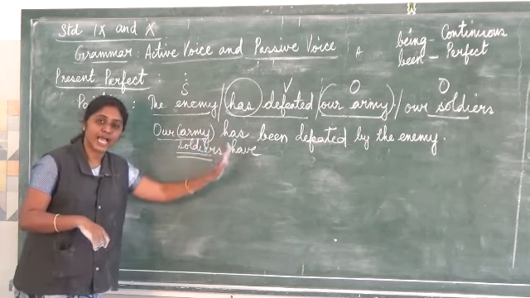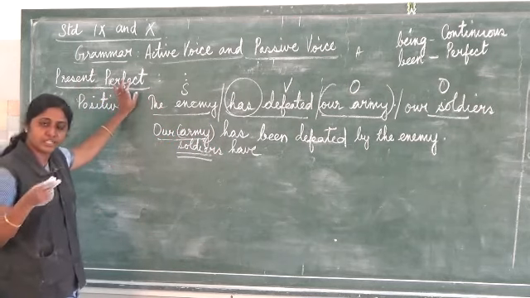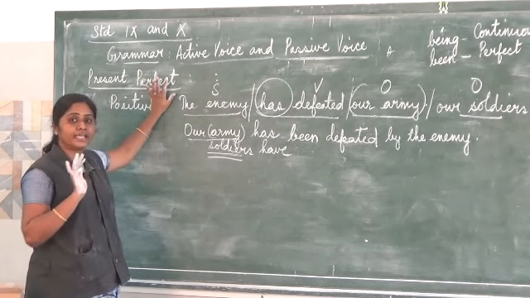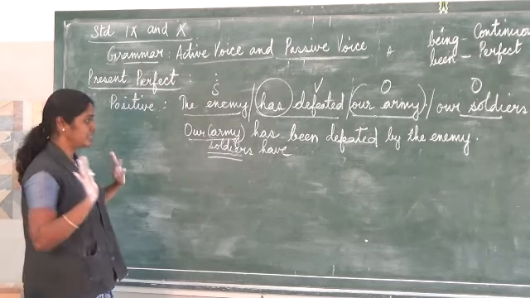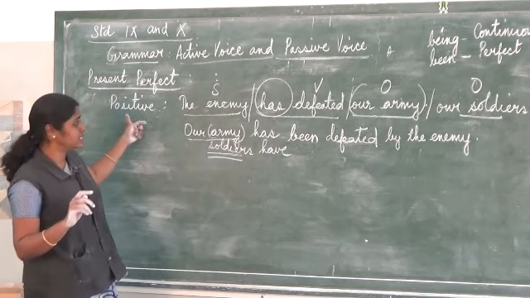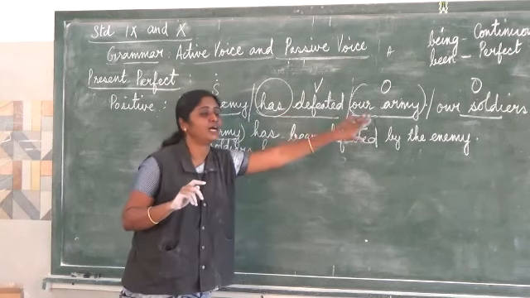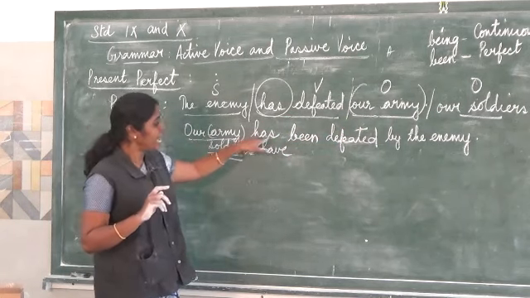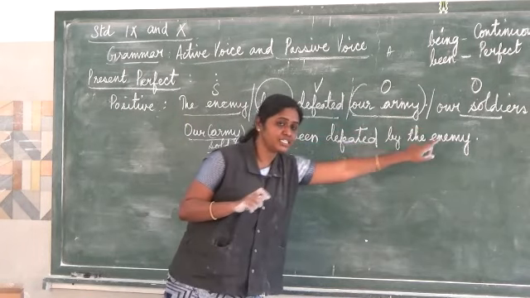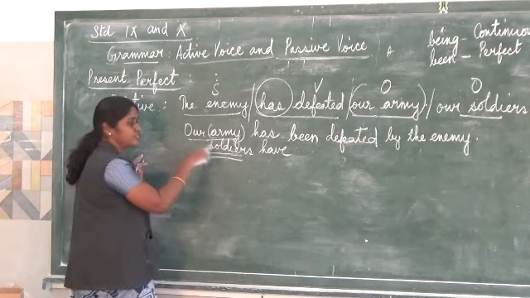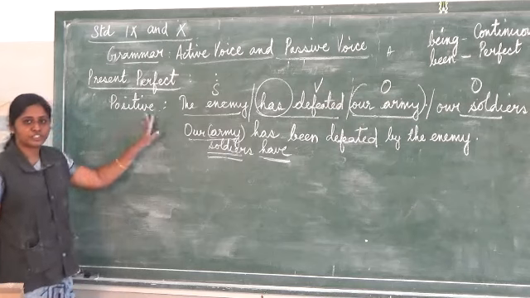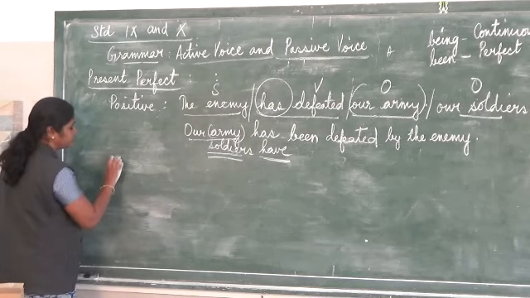So only has or have for present perfect tense. What is the third have verb we have? Third have verb is had, and had can be only used for past tense. Okay, so this is the answer for present perfect positive sentence. The enemy has defeated our army. Our army has been defeated by the enemy. The enemy has defeated our soldiers. Soldiers plural, our soldiers have been defeated. So this is the only difference, variation. So this is for positive. Now negative.